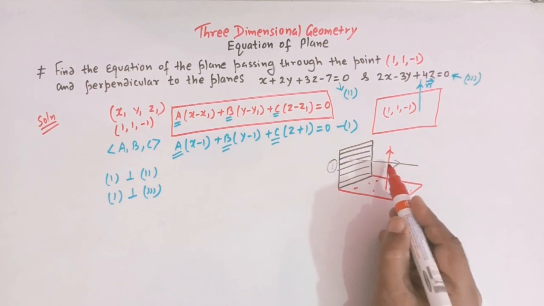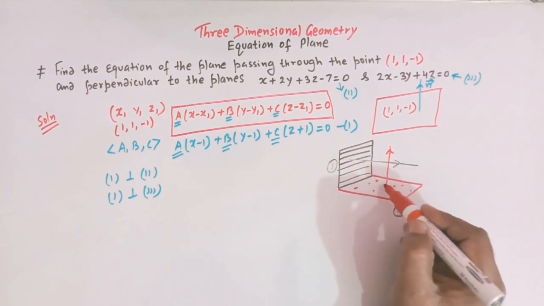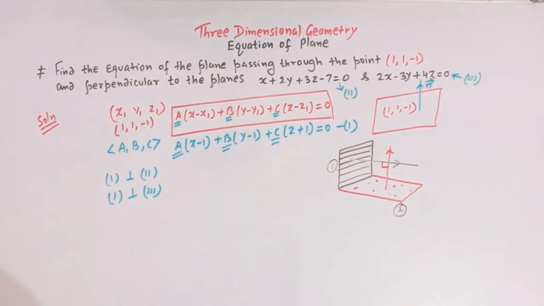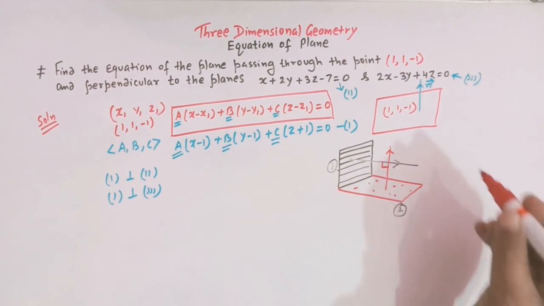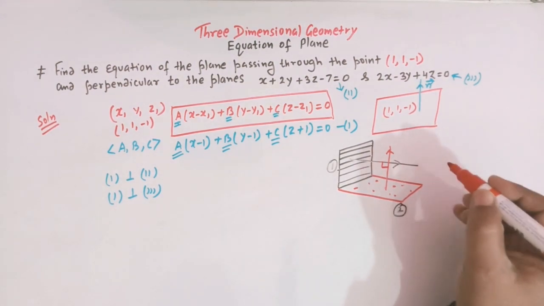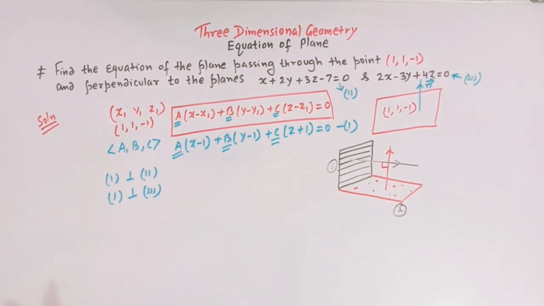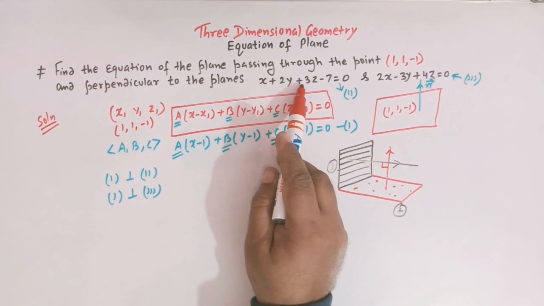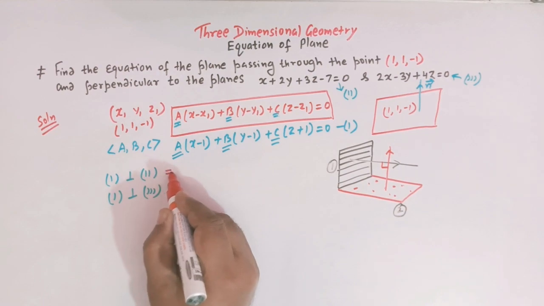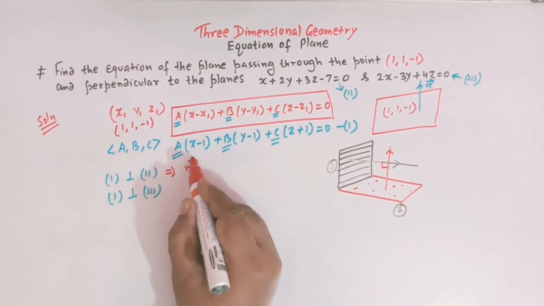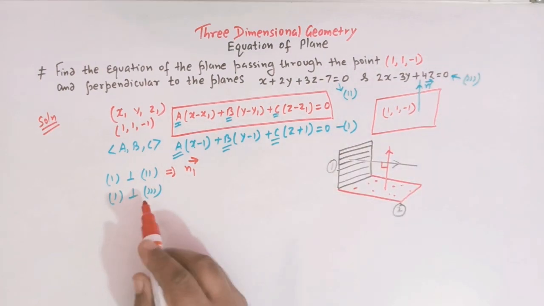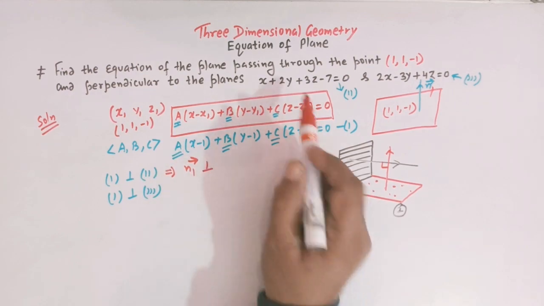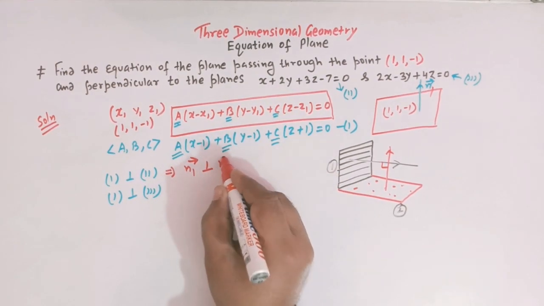Suppose, so these two vectors, that is the normal vectors to these two planes, are also perpendicular, right? So what we conclude from here, that if two planes are perpendicular, then their normals are also perpendicular, right? So here this plane 1 is perpendicular to this plane, so their normals are perpendicular to each other. Suppose we denote the normal vector of this plane as n1, so n1 is perpendicular to the normal vector to this plane n2, right?